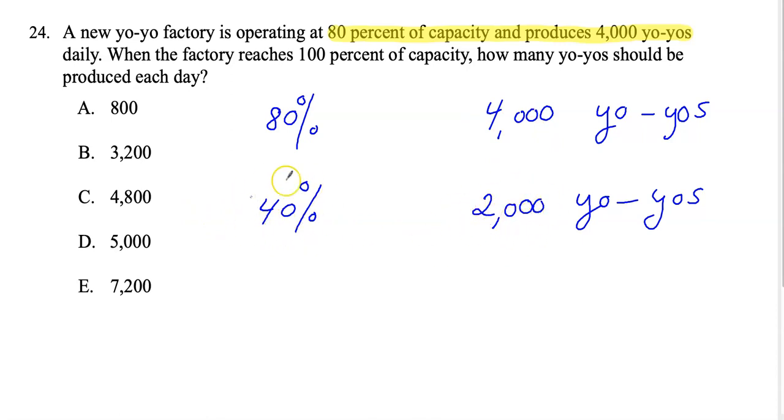Now let's take half of this. What's half of 40? That's 20%. So if I do it over here, what's half of 2,000? That's 1,000.